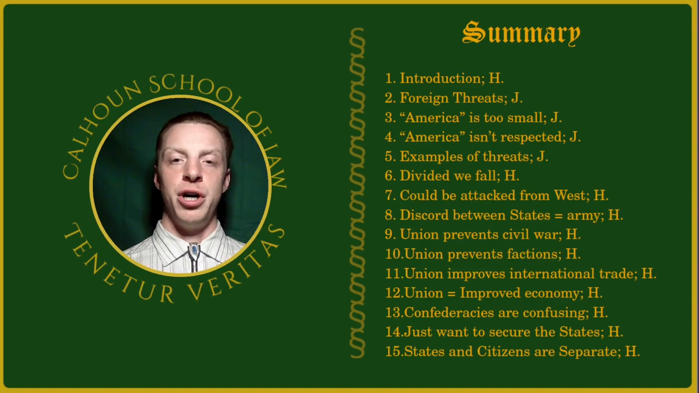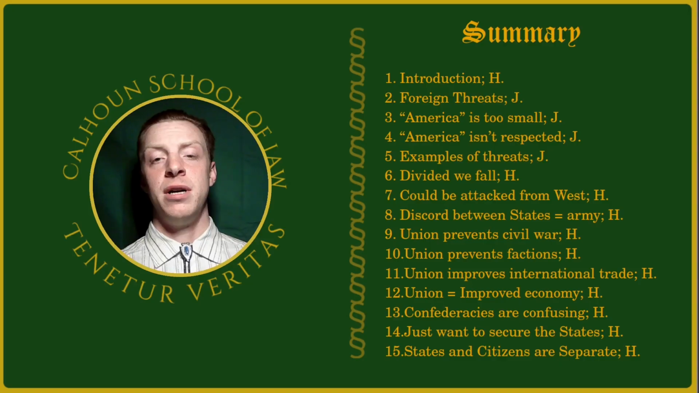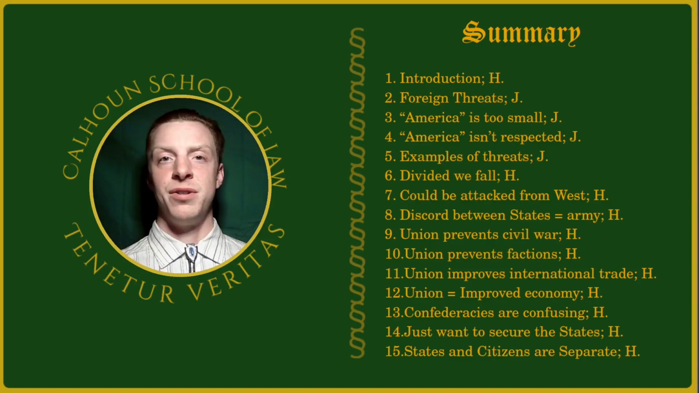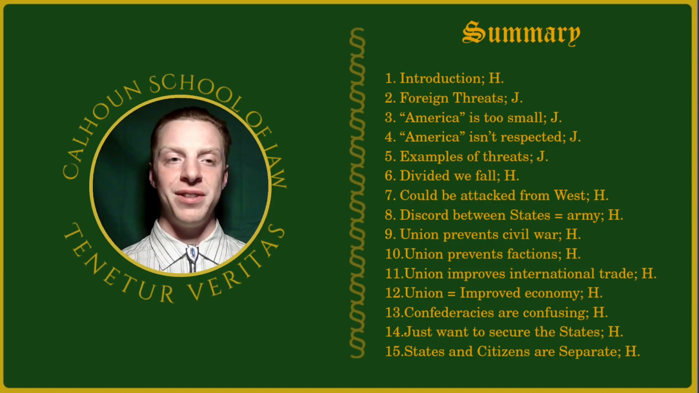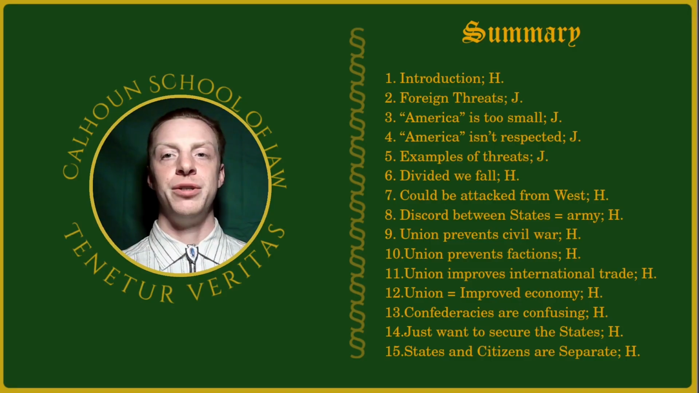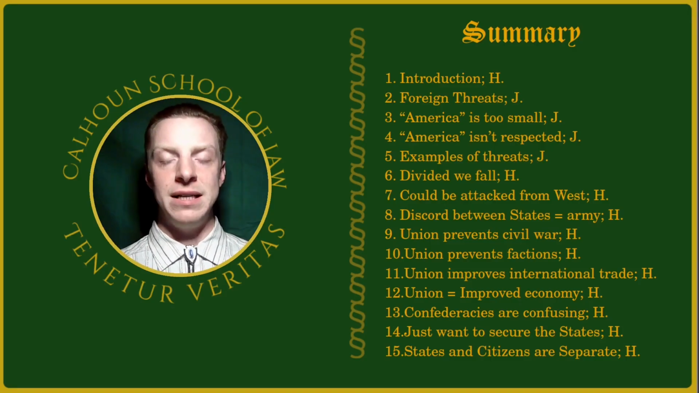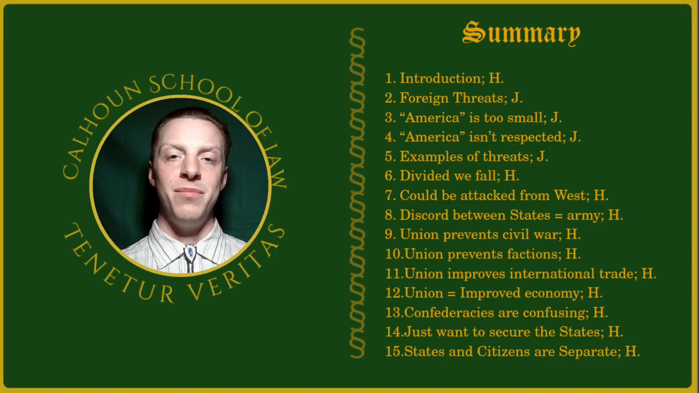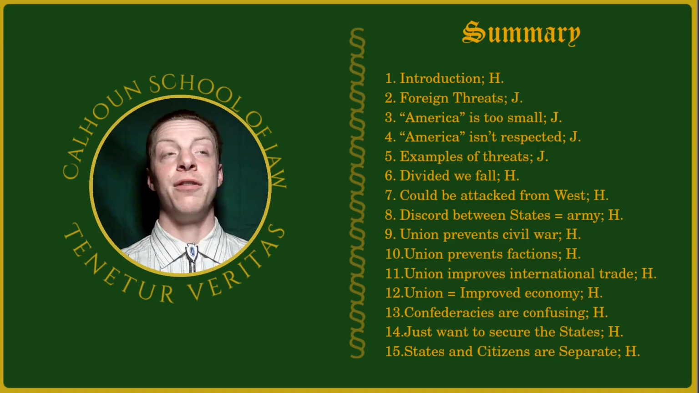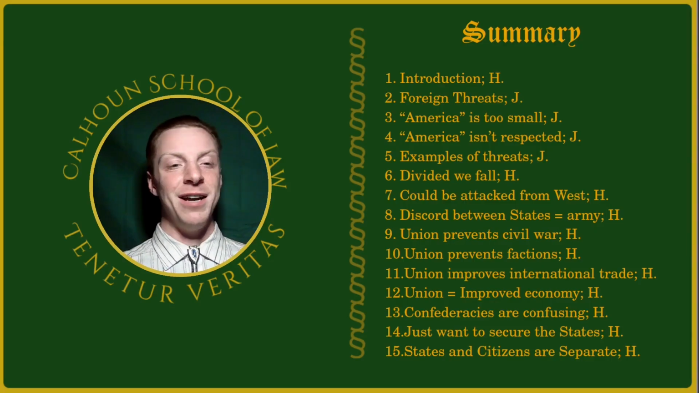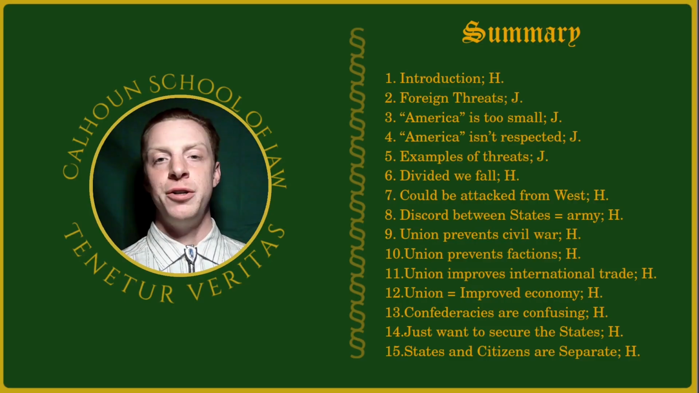After that, we have John Jay writing the second Federalist Paper, focusing on foreign threats, where he acknowledges that the current Articles of the Confederation simply cannot adequately deal with the threats that he viewed as impending and inevitable from foreign nations.